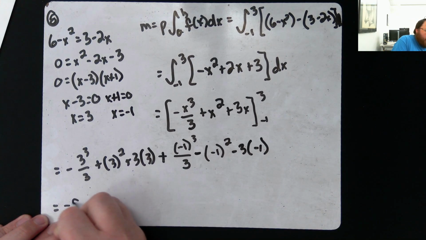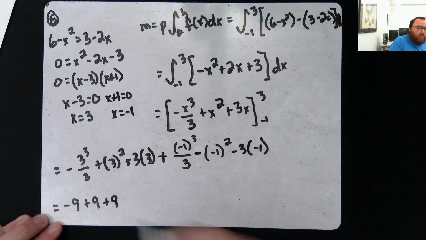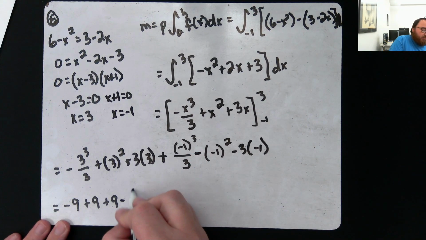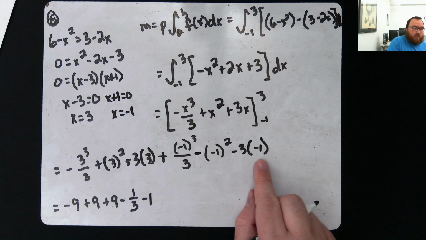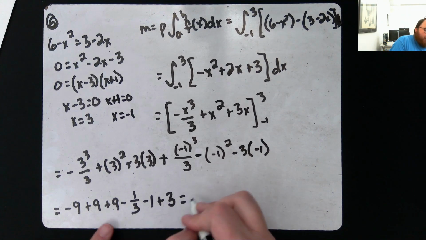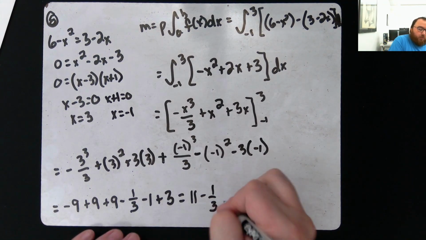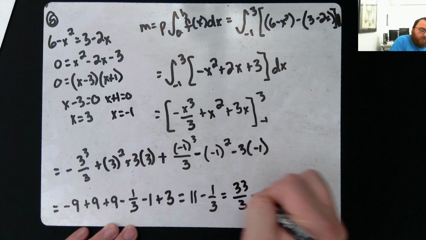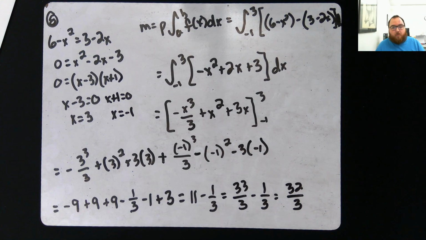3 cubed is 27. Divided by 3 is 9, so negative 9. 3 squared is 9. 3 times 3 is 9. Negative 1 cubed is negative 1, so negative 1/3. Negative 1 squared is 1, so minus 1. Negative 3 times the negative 1 is positive 3. Negative 9 plus 9, they cancel out. 9 minus 1 is 8, plus 3 is 11. So 11 minus 1/3. Common denominator there is a 3. So 33 over 3 minus 1 over 3 is 32 over 3. So the total mass is 32 over 3.